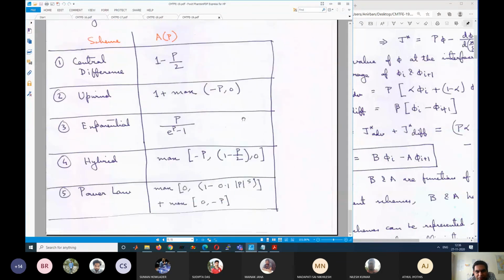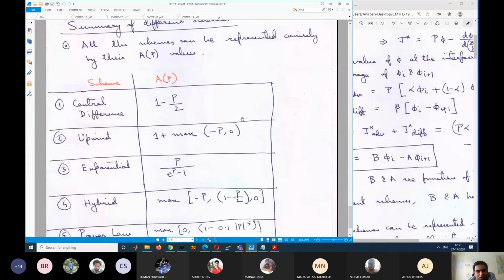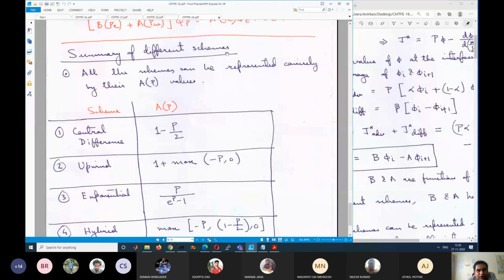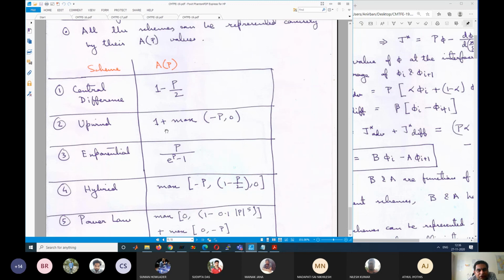So I will just conclude this part today, and you go through it, and we will continue the discussion in the next class. In summary, we can write any scheme in a very compact form using the value of A of P. For central difference, we have found that it is 1 minus P by 2. You can check for all the other schemes.